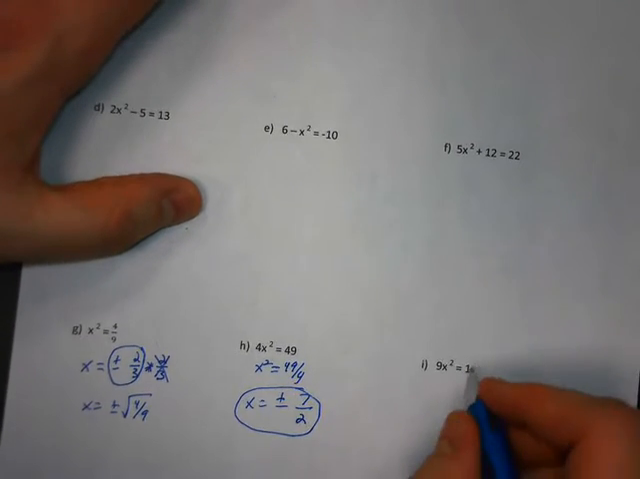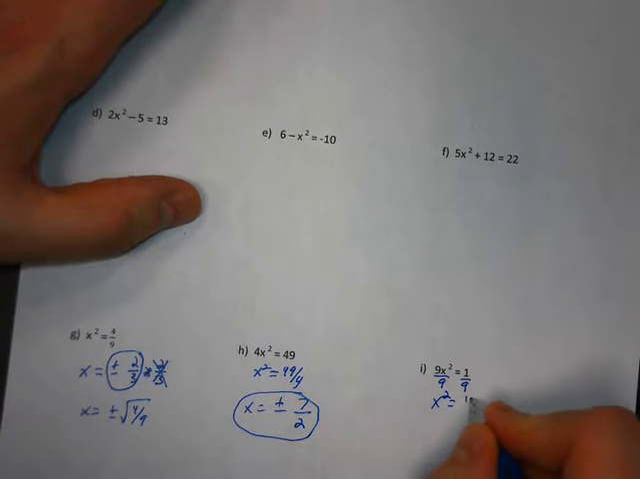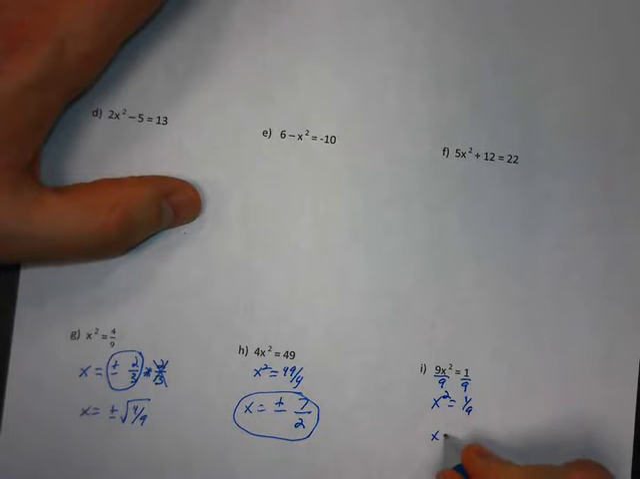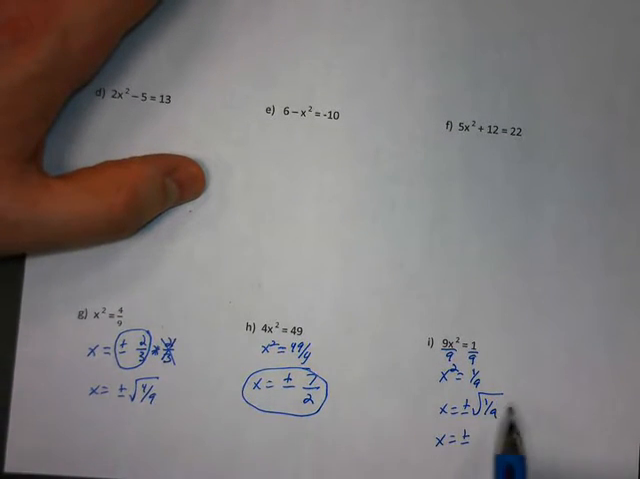Okay, and then the last one, you have to divide by 9 first, because 9x squared. So divide by 9. So x squared equals 1/9. So x equals plus or minus the square root of 1/9. So what do you multiply by itself to get 1/9? Well, 1 times 1 gives you 1, and 3 times 3 gives you 9. So x equals plus or minus 1/3.